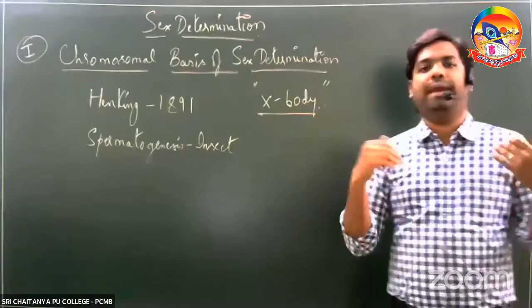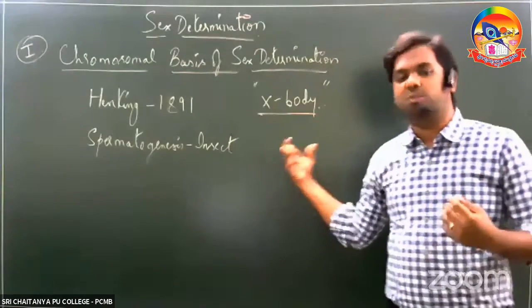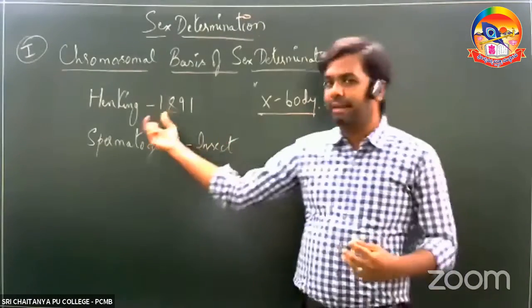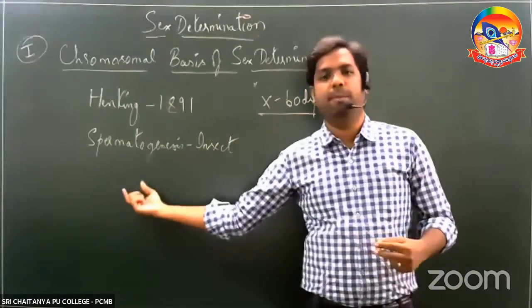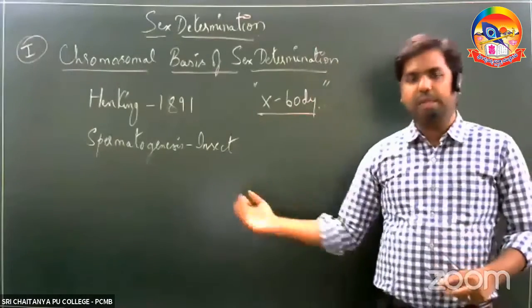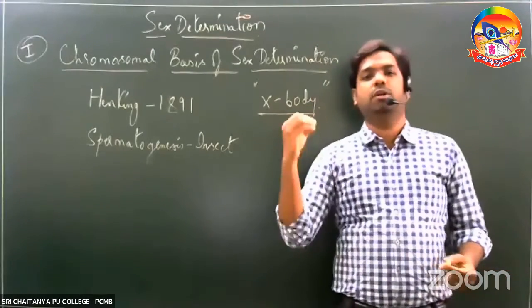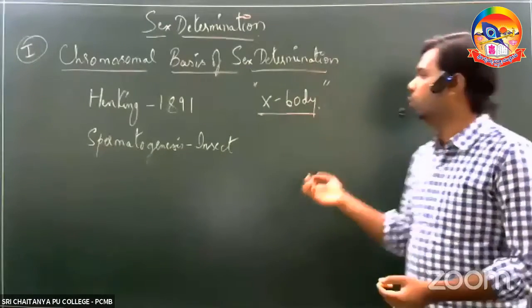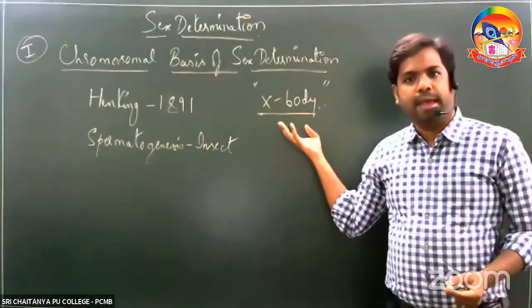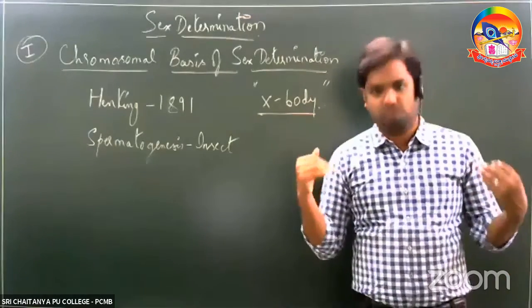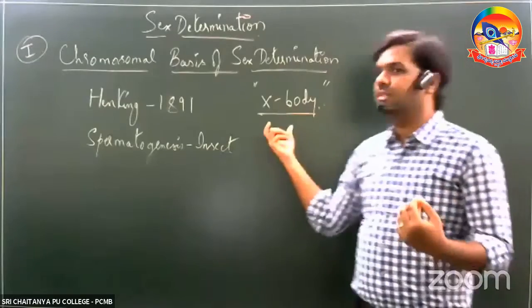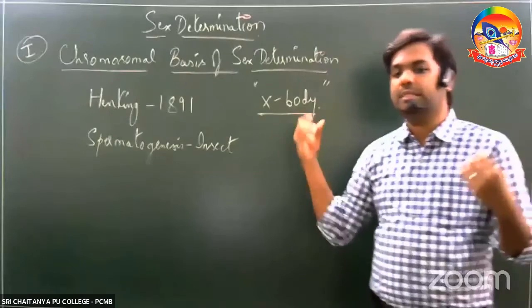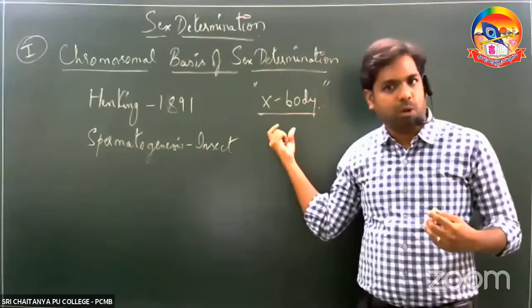But he could not explain the significance of this particular X body. So Henking, while working on spermatogenesis in insects, observed that 50% of the sperms had one extra chromosome, which he called the X body, and the remaining 50% of the sperms did not have this X body. But he could not explain its significance.